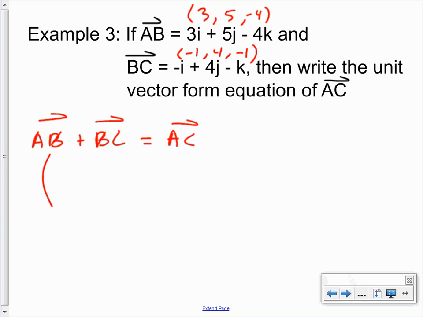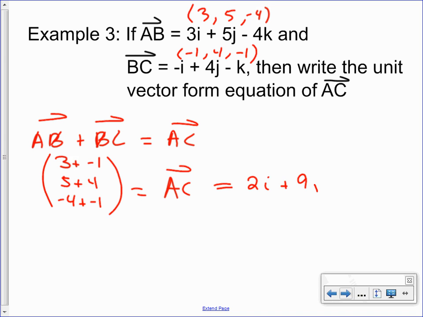When you add it together, you just add the components. So 3 plus negative 1, and then 5 plus 4, and then negative 4 plus negative 1 would be your AC. True? Right? Which means that AC would be 3 plus negative 1 is 2i plus j.